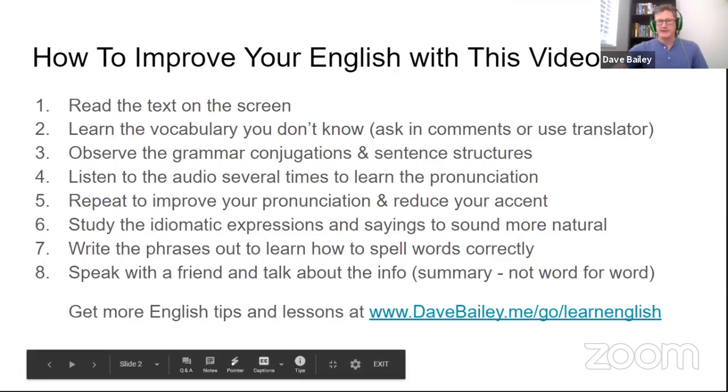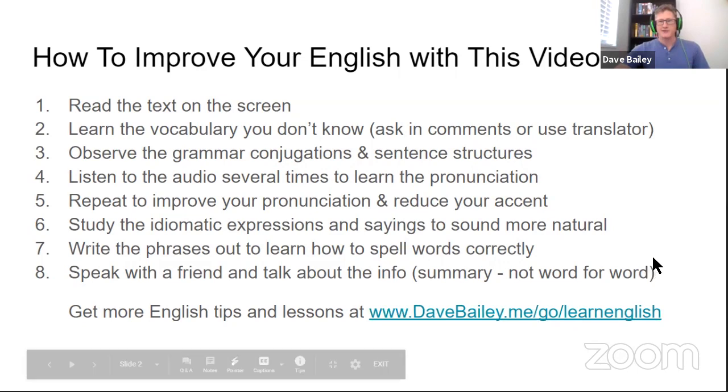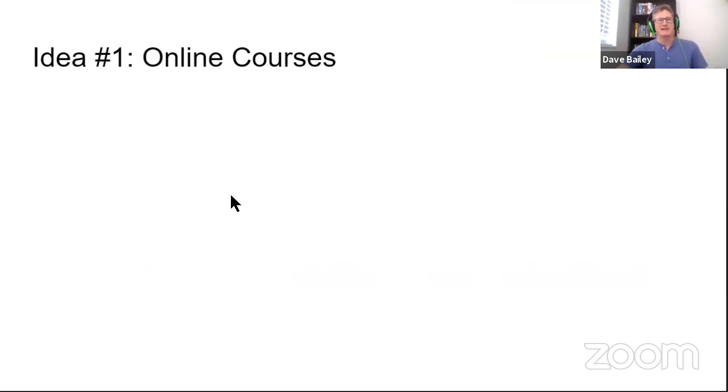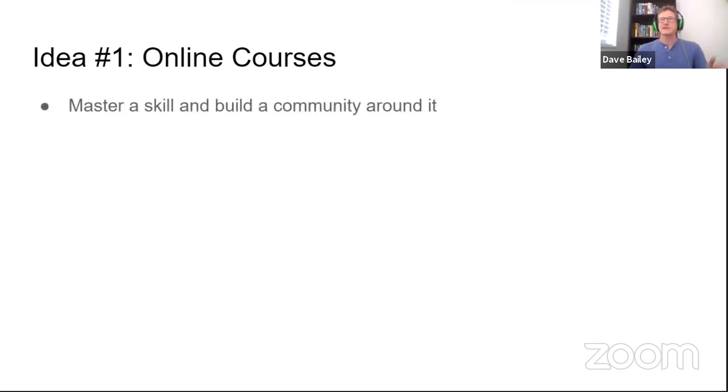Continuing on here, let me get my arrow back in the right spot. Okay, so 13 most profitable business ideas for English students. Idea number one is create an online course, a very popular way to make money. Have you ever created an online course that you could use to make money? So here's how you go about it.